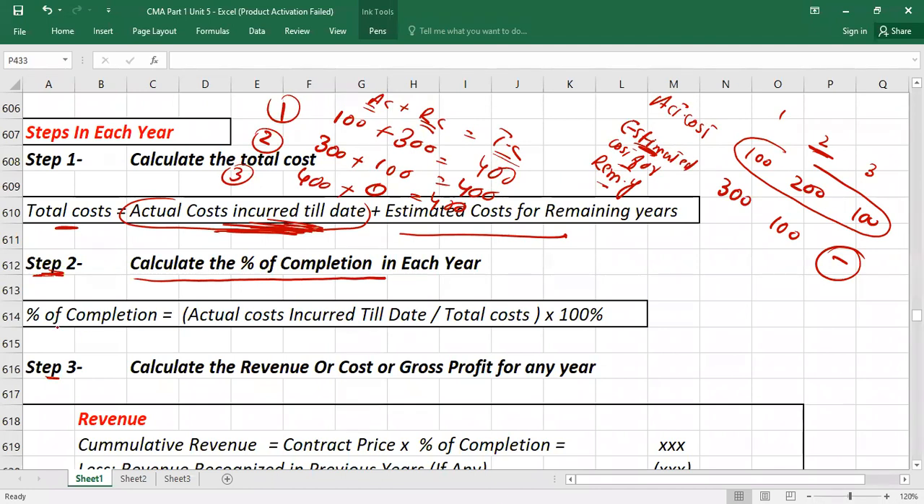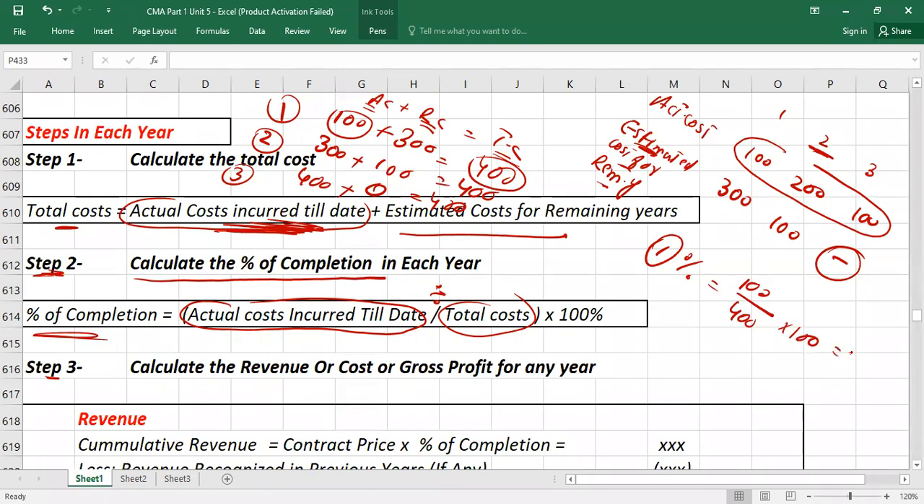Right? And what is the formula? Can you see what formula is written here for the percentage of completion? It is written actual cost incurred till date divided by total cost, and multiply by 100. This will give you percentage of completion. Can you tell me in first year how you will get percentage of completion? What is the actual cost? 100, divided by total cost, 400. Multiply by 100, you will get 25% as the percentage of completion, right?